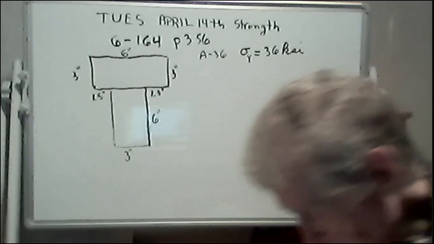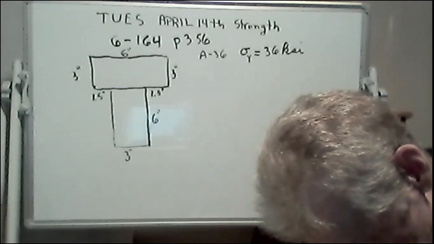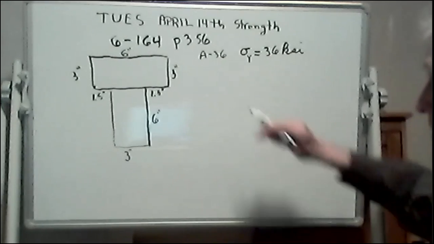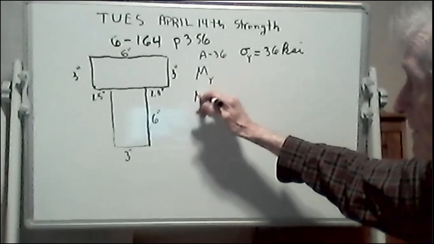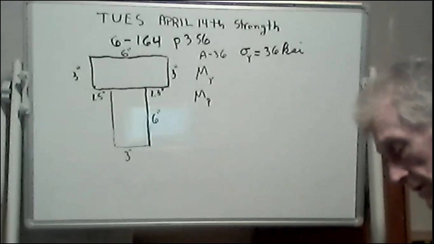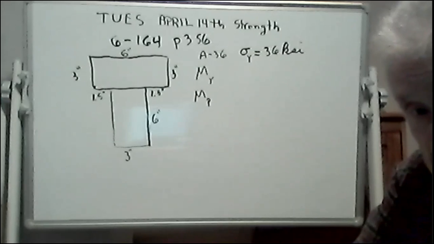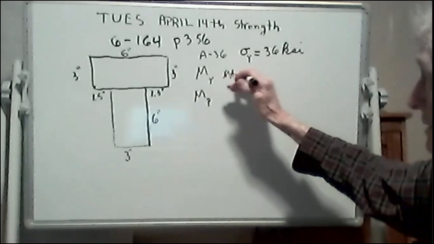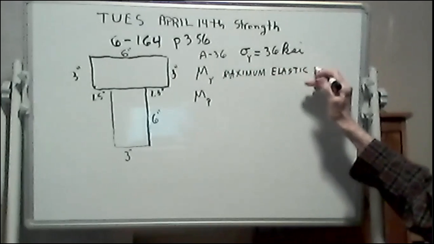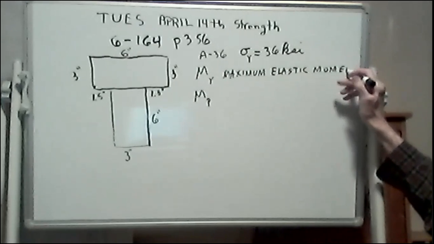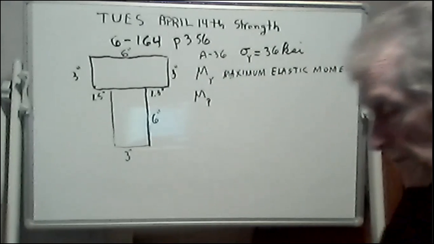And what are we supposed to find? Well, here's some things we're supposed to find. I don't know if you remember these. We studied those here recently. This here is called the maximum elastic moment. We're supposed to find the maximum elastic moment. If you apply a moment bigger than that, then you start going plastic.